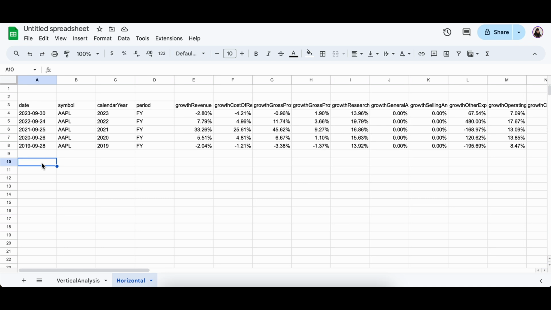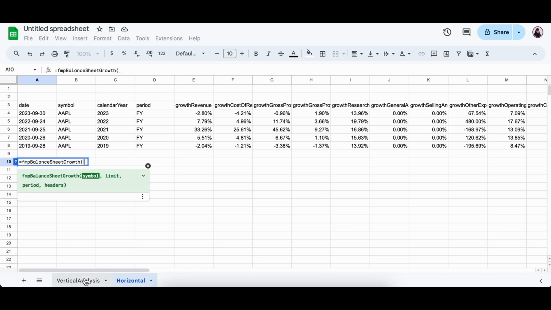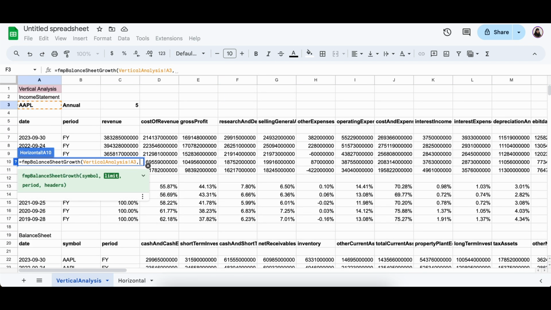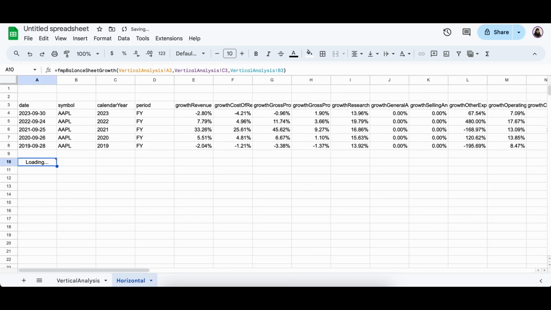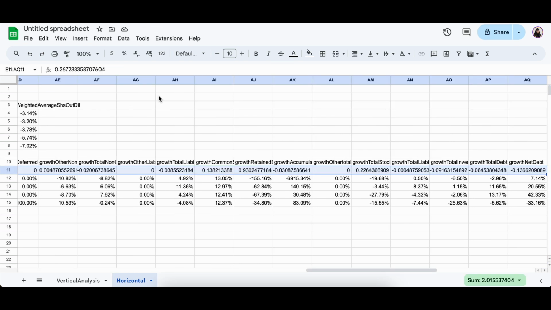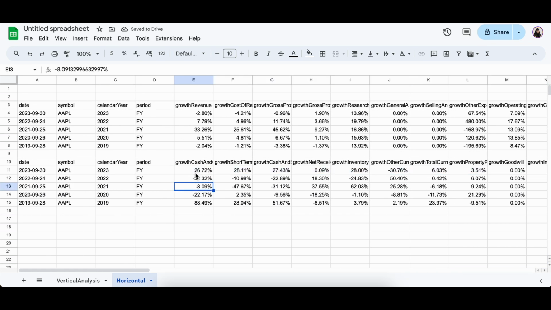Now let's see the balance sheet. The same way we put FMP balance. Where is that? Yes, balance sheet growth. Again, we put symbol as Apple. Then we put limit 5, and then we put the period. Hit go or enter, and you see the changes in the, I don't know why it's not in percentage, but let's correct it like this. Now you see changes in the balance sheet.